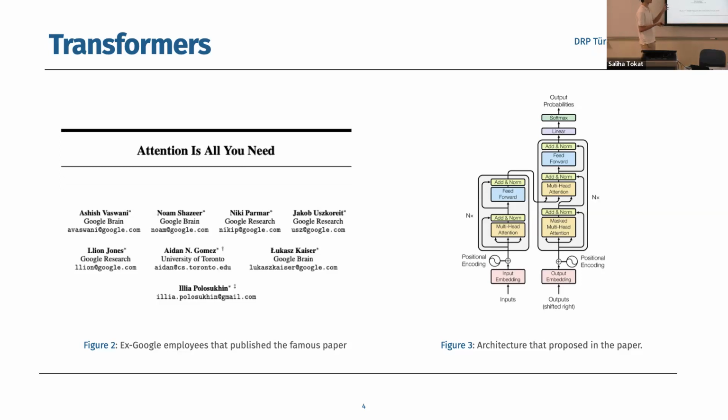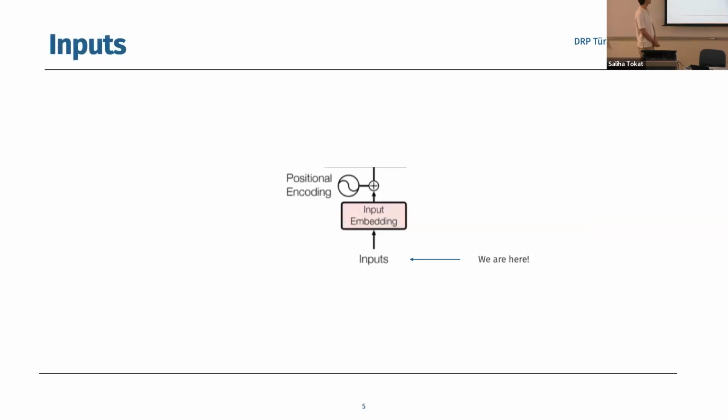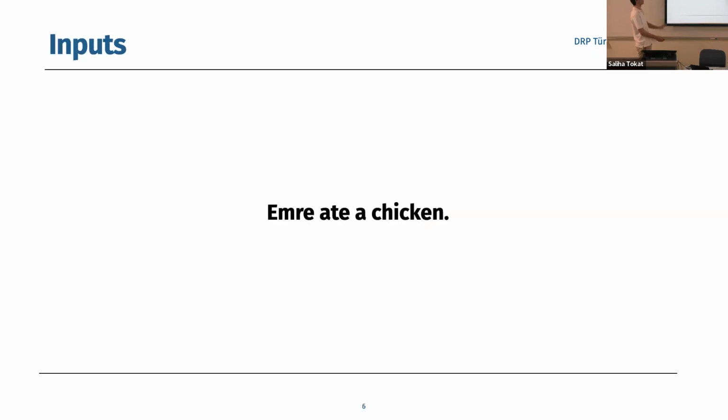Encoder and decoder are nearly the same architecture, so I will be focusing on the encoder part. As a beginning, I will start with inputs. Let's say we have an example sentence like "Emre ate chicken."